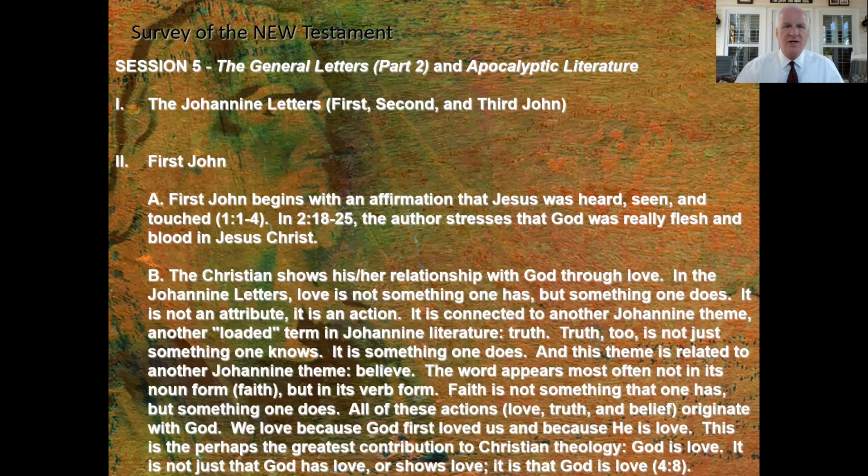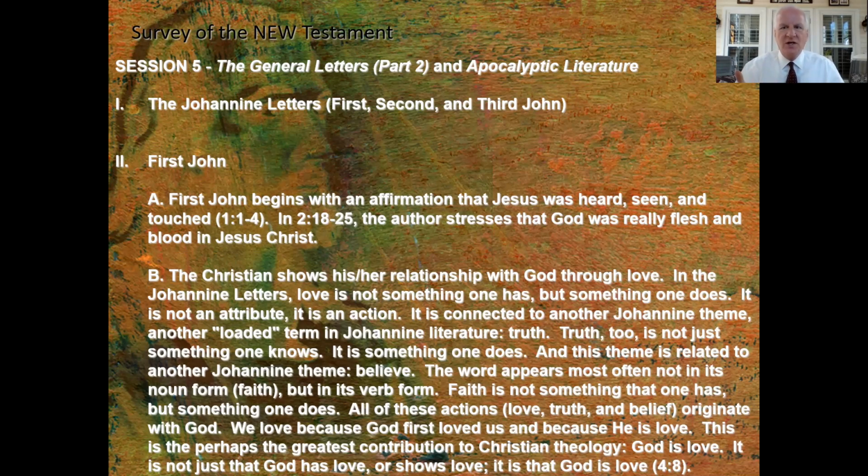And in First John, the writer makes the point that Christians show their relationship with God through love. Love is certainly the theme of First John. In the Johannine letters, love is not just a noun, it's a verb. It's not just something one has, it's something one does. It's not just an attribute, it is an action.